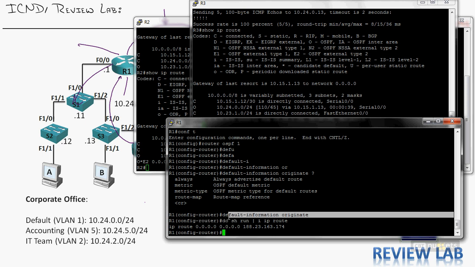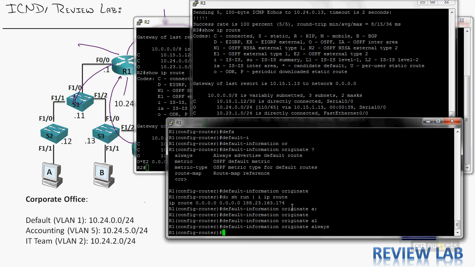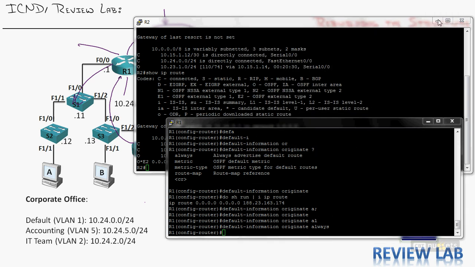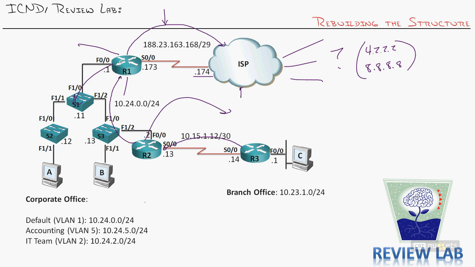There is another command we can type in, default information originate, and I'll hit the up arrow and do always. The function will be the same. It's not like anything special is now going to happen. It says, okay, router 1, even if you don't have a default route, so even if we didn't put that default into the ISP, still advertise it. When you talk to router 2 and your neighbors, pretend like you have a default route and send it on.